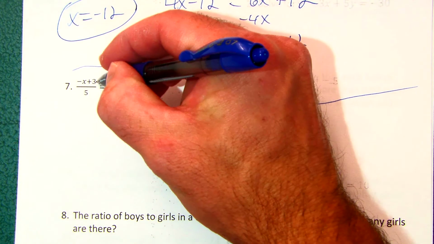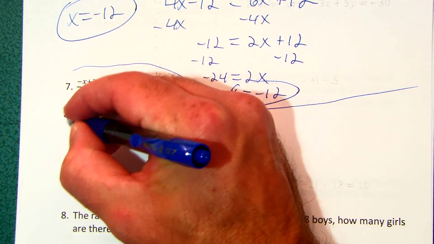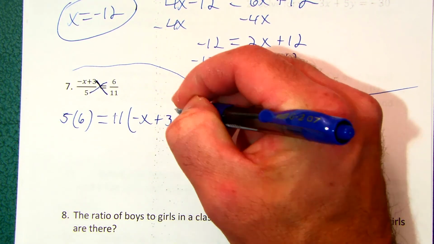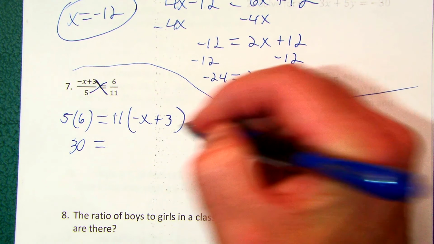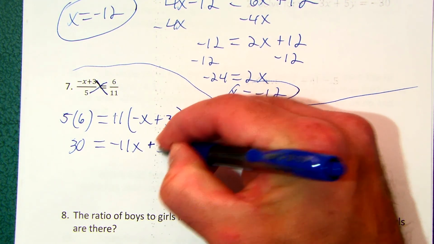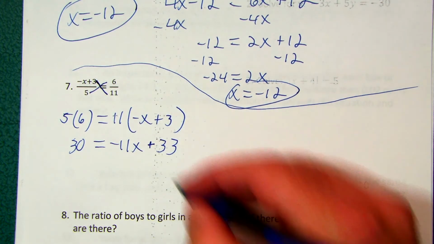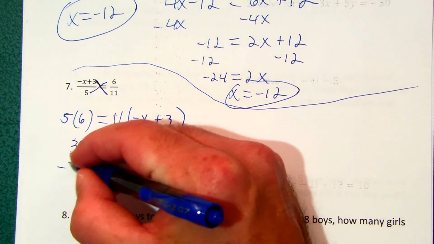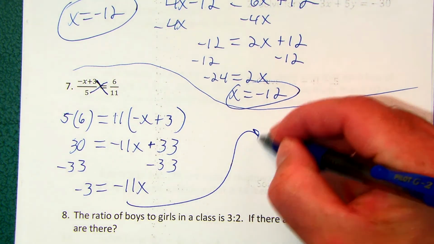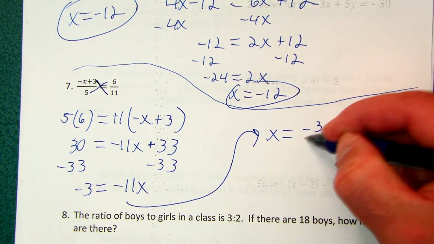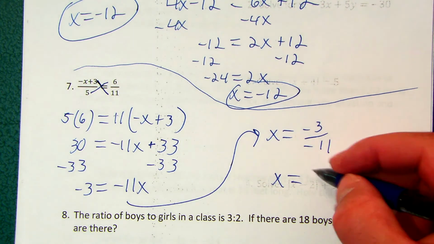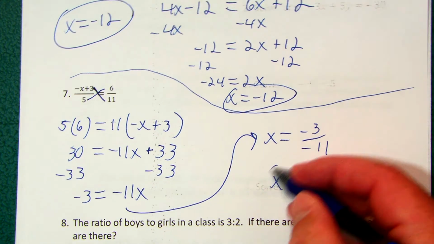And same thing on the next one here. I'm going to do my 5 times 6 first, equals 11 times this negative x plus 3. So I get 30 equals negative 11x plus 33. So I'm going to subtract 33 from both sides. So that means I get negative 3 equals negative 11x. So that means x is going to equal negative 3 divided by negative 11. The only simplifying you have to do here is negative divided by a negative is a positive, so you should have positive 3/11.